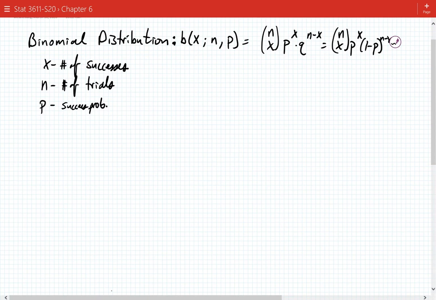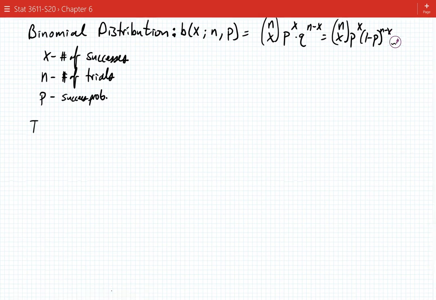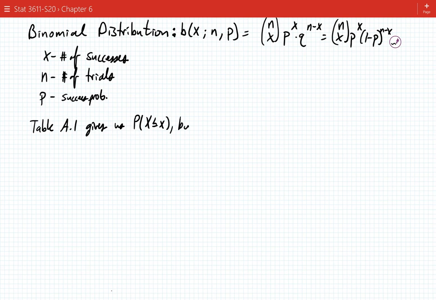We've looked at this in the past, and there is a CDF table, A1, usually the first table in the appendix in the back of our textbook, gives us the probability that x is less than or equal to little x. But this only goes up to small values of x, up to 20. The most we can get is 20 successes. We can do 20 trials up to 20 successes.